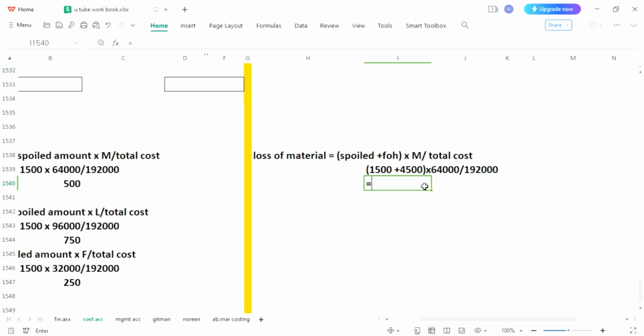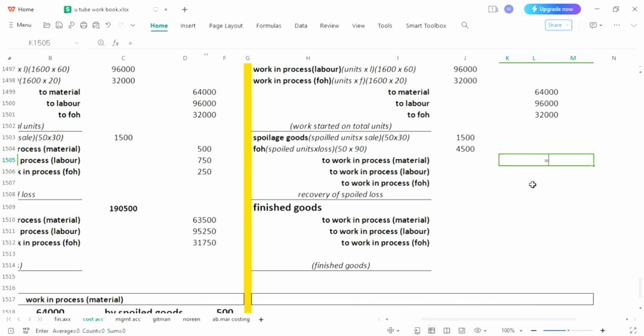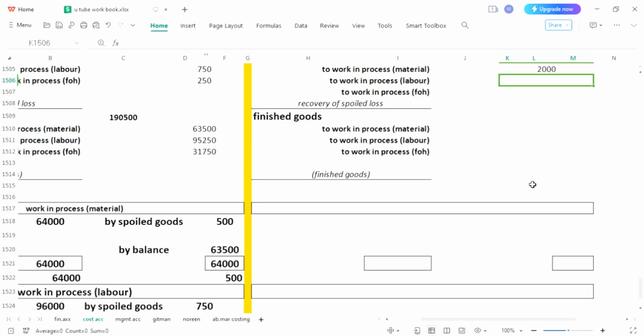Now we can put it on calculator. 1500 plus 4500 multiplied by 64,000 divided by 192,000. So in this way we have completed our calculation for loss of material, and we'll go to the question. I will show you where it would be written. This is the place where you will write it, and you have calculated loss of material, and that amount is 2000. You will put 2000 in front of here.